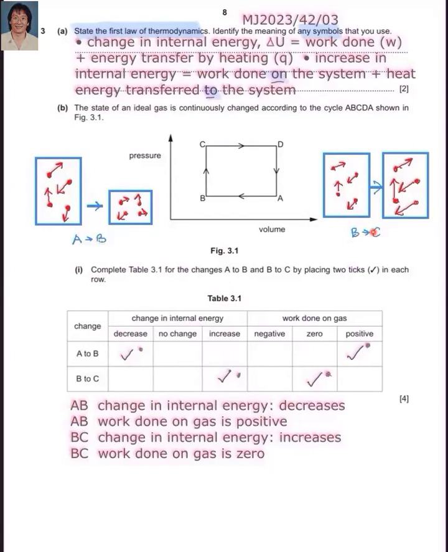From B to C, the pressure of the gas increases and the volume stays constant. This means that no work is done on or by the gas because delta V is 0 from B to C. The molecules have to move faster, as indicated by the longer arrow here, to create an increase in pressure. So your kinetic energy increases and therefore your internal energy also increases. This is why no work is done from B to C, because delta V is 0, and then the internal energy increases.